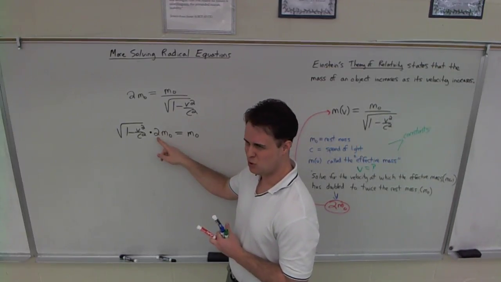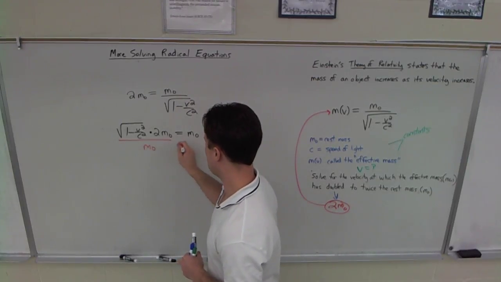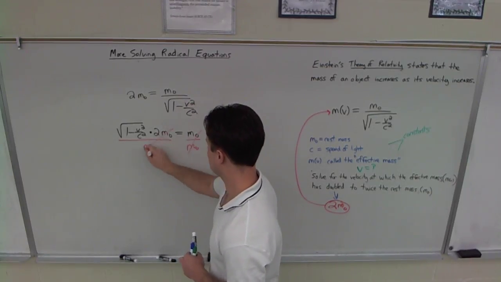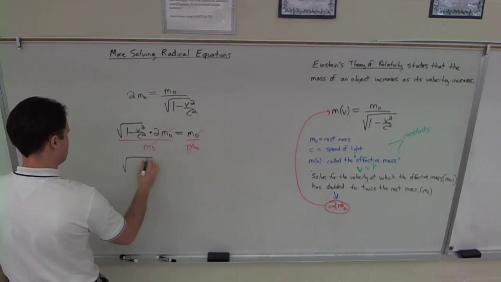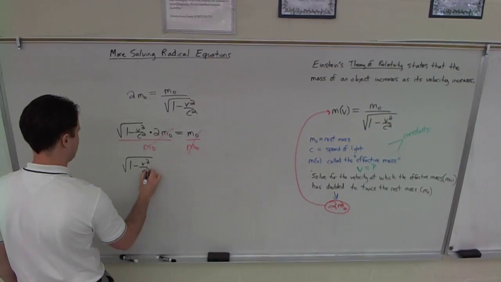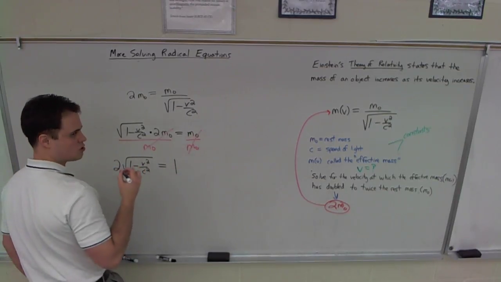Do you want to divide by 2? But do you want to divide by m sub 0? Because isn't it just going to go away then? Since it's on both sides? Yeah, it's just gone. Okay, that's nice. So then we've got this left. I'm going to put the 2 out here. M sub 0 over m sub 0 is 1, right?